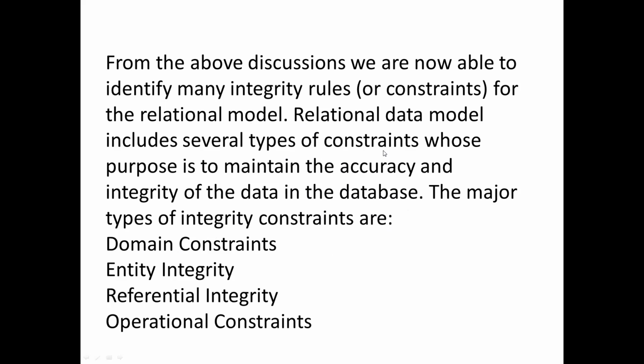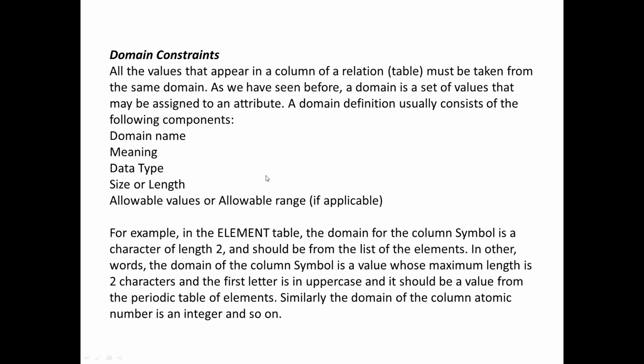The main reason for including constraints is to maintain data integrity and accuracy in the database. Number one is domain constraint, then entity integrity, referential integrity, and operational constraint. This will be a bit longer, but I hope we can understand easily. Domain constraint, what does it mean? All the values that appear in a column or relation must be taken from the same domain, right?